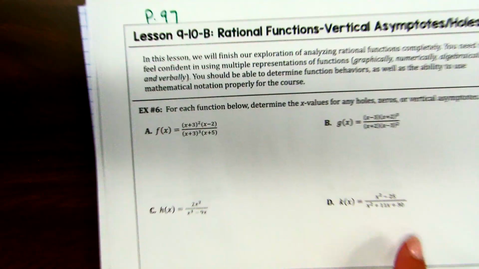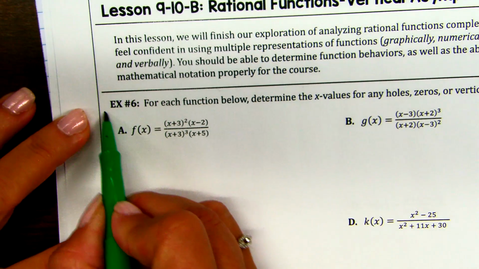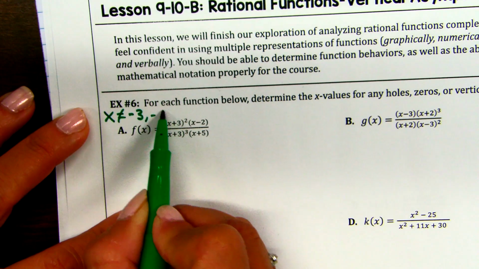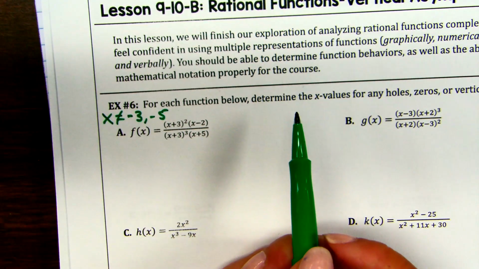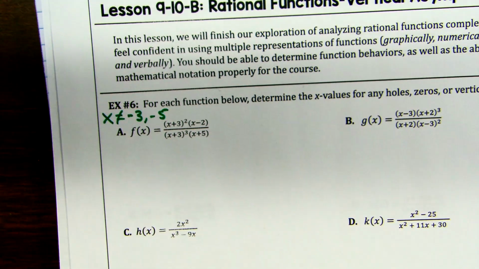And what we're going to do is focus on the denominator. We look at the denominator because we can never have what in a denominator? 0. Never can have 0 in a denominator. So what would make my denominator 0 in this problem would be -3 and -5. Those are the two numbers that if I plug them into this function would give me a 0 in the denominator. That's bad, okay?